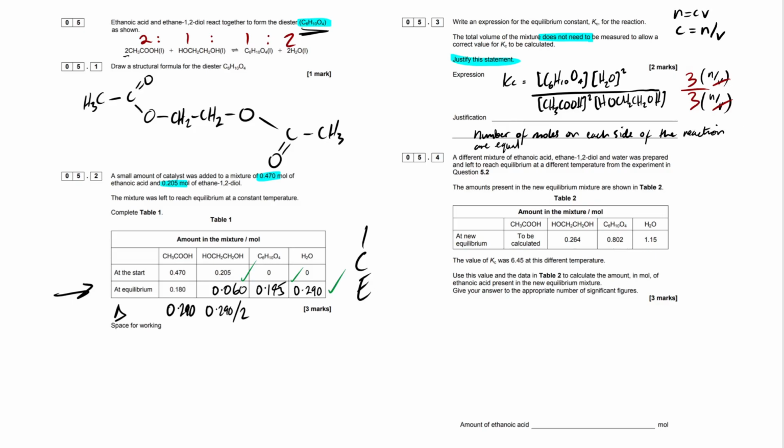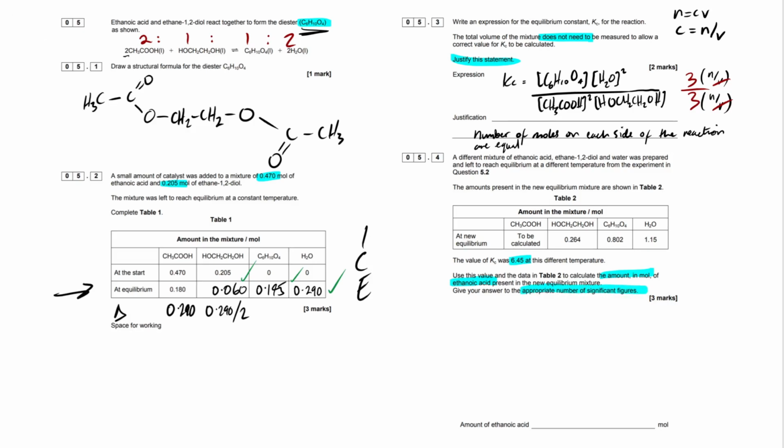So next question. A different mixture of ethanoic acid, ethane-1,2-diol, and water was prepared and left to reach equilibrium at a different temperature from the experiment in question 5.2. The amounts present in the new equilibrium mixture are shown in table 2. All right, so we've got a nice table here of new moles. The value of Kc was 6.45. Use this value and the data in table 2 to calculate the amount in mole of ethanoic acid. Give your answer to the appropriate number of significant figures.